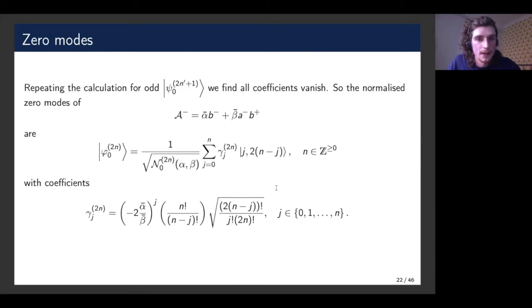So I recapitulate this here. I don't include it, but we can repeat the calculation for odd values of n in this index, and we find that they vanish. Then we also include a normalization, and we say that the normalized zero modes of this operator are given by these expressions, where the coefficients we computed before are given by this. And again, just to remind, n equals zero does correspond to the two-dimensional oscillator ground state, zero, zero.